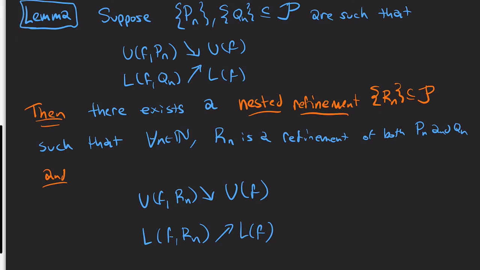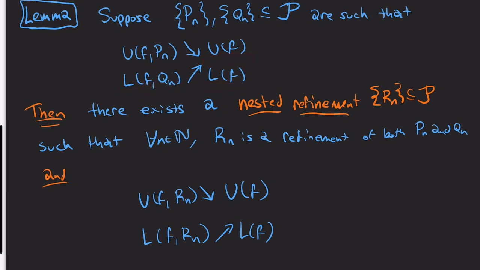The main thing we're going to prove in this video is another lemma. Basically, what this lemma says is, if you give me a sequence Pn, I don't know if it's a nested refinement, and Qn, I don't know if it's a nested refinement, no assumptions on either of these sequences of partitions, so they're contained in P, such that the sequence U of f Pn decreases to the upper integral, and the L of f Qn increases to the lower integral.